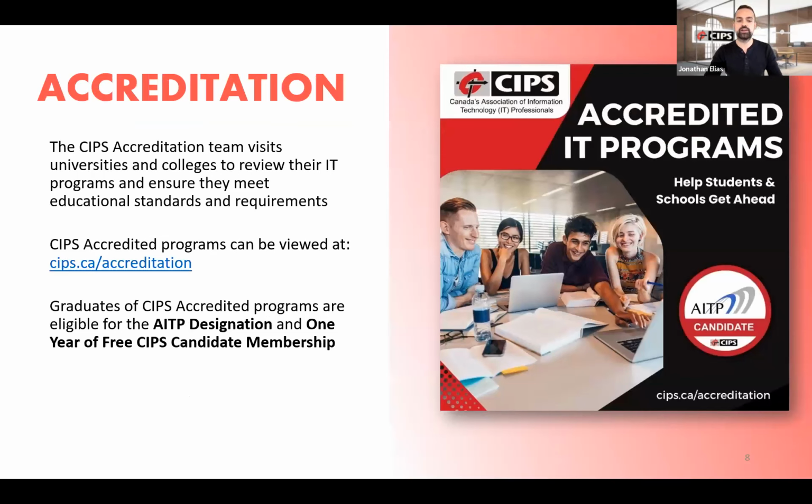CIPS also has accreditation, where the CIPS accreditation team visits universities and colleges to review their IT programs to ensure that they meet the required ethical standards and knowledge standards. If you want to view whether your program was accredited by CIPS, you can visit cips.ca/accreditation. Graduates of CIPS accredited programs are eligible for the AITP designation and 1 year of free CIPS Canada membership.